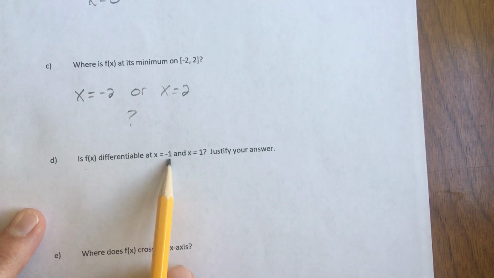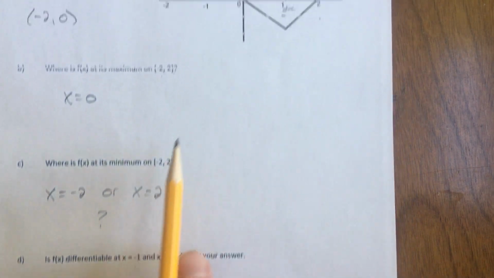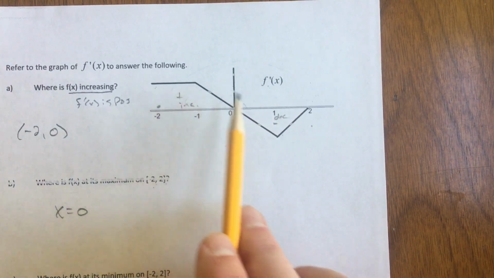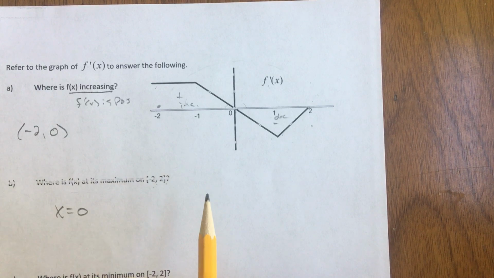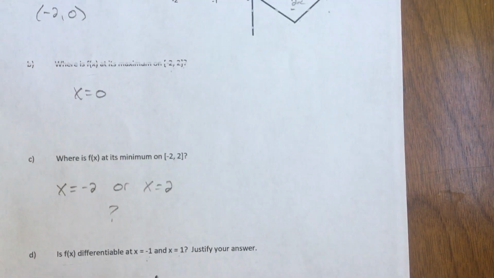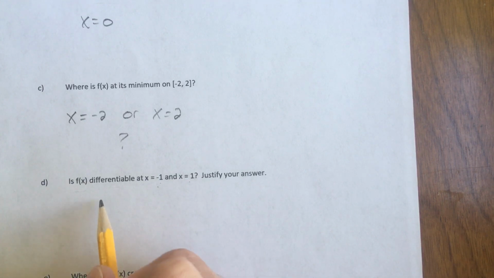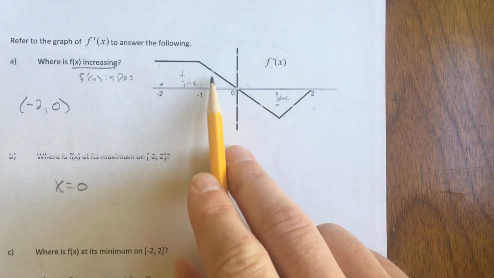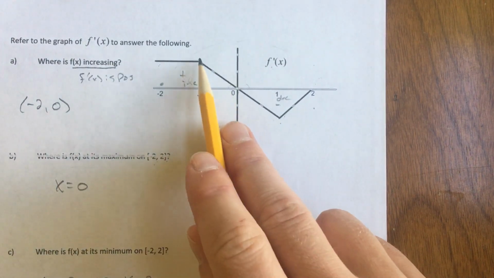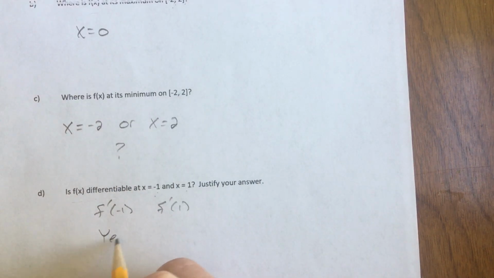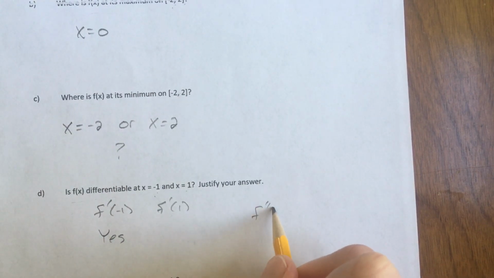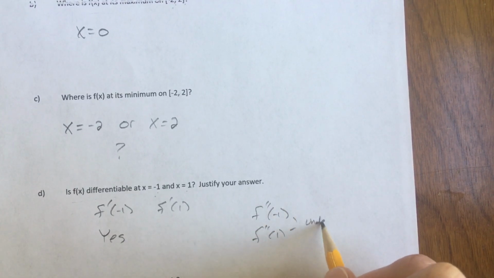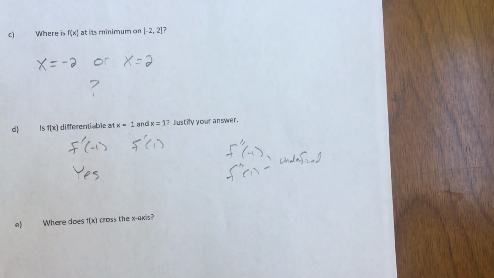Is f of x differentiable at -1 and 1? Now this is really sneaky. This is the graph. So if the question said, is f prime differentiable at -1 and 1, we would say no because of the sharp turn. Okay? But that's not what this question is asking. It said, is f of x differentiable? In other words, is there such a thing as f prime of -1 and f prime of 1? And the answer is yeah, they're right there. We do have f prime of -1, f prime of 1. So we would say yes. But if they wanted f double prime of -1, f double prime of 1, those are undefined because of the sharp turn. So kind of a sneaky problem.